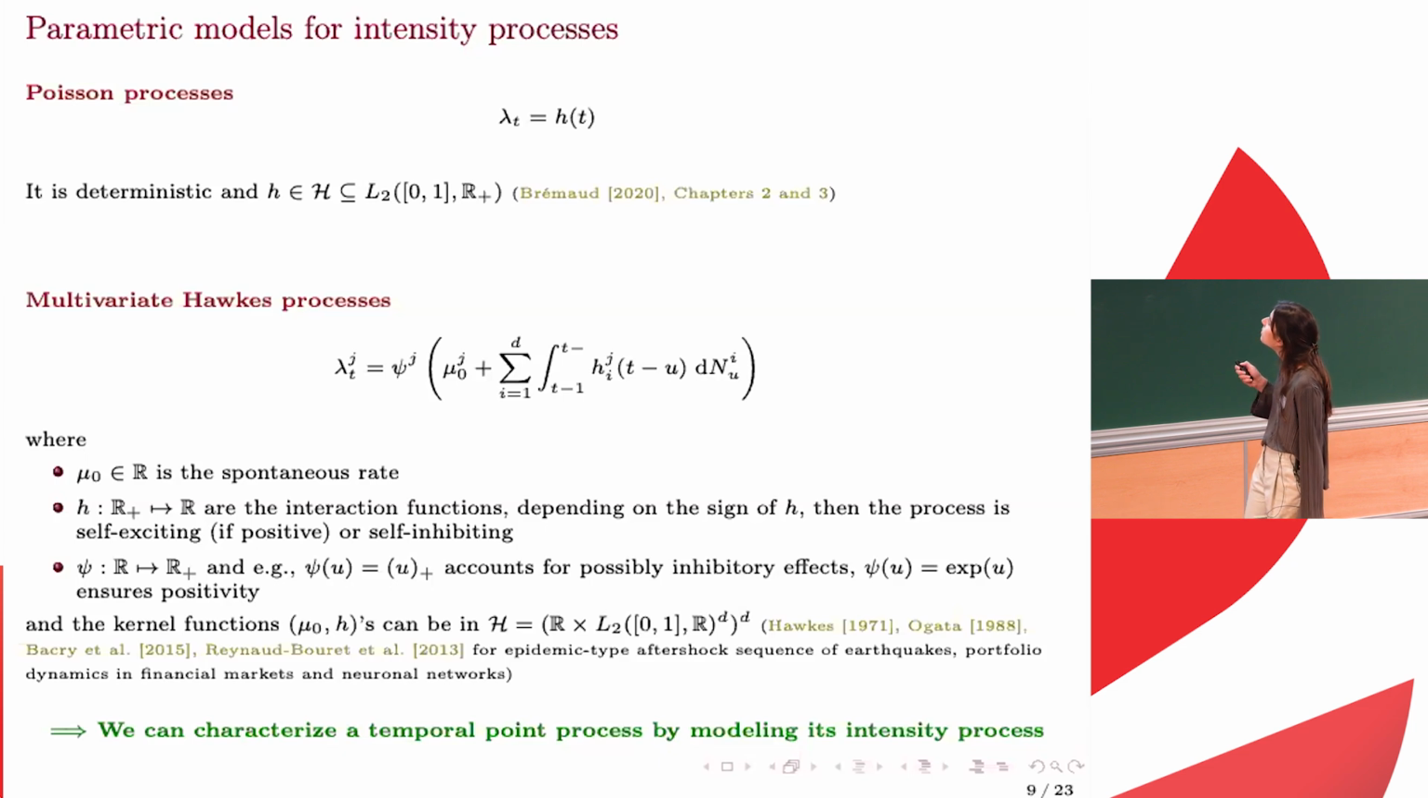Or you can go a bit further and look at multivariate Hawkes processes, where basically the intensity process of a given coordinate j, you can forget about the psi here, is just the sum of some interaction between the other coordinates i here. Depending on the sign of H, you can say that the process is self-exciting or self-inhibiting.